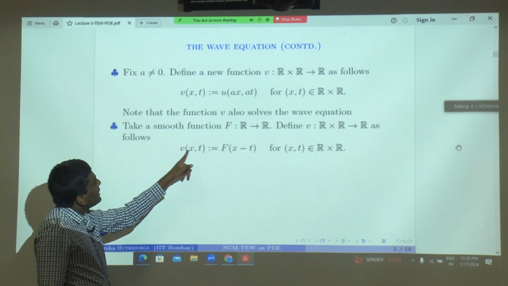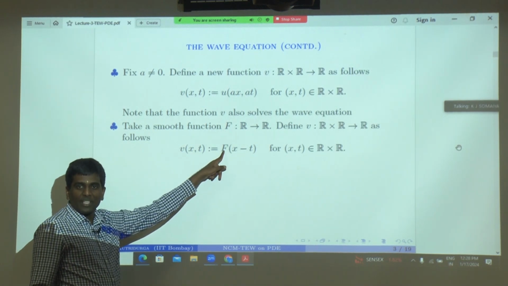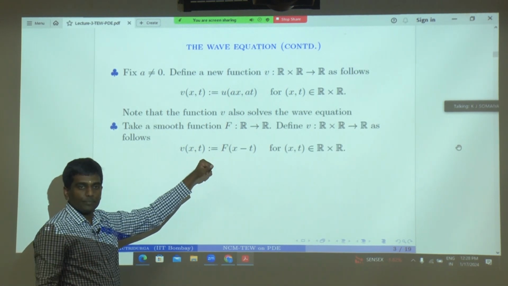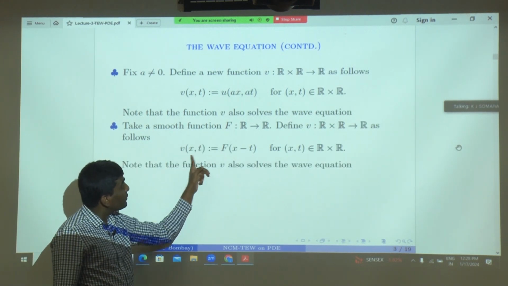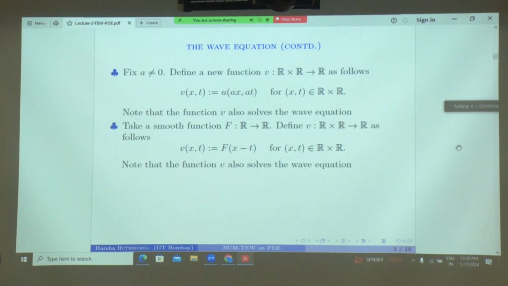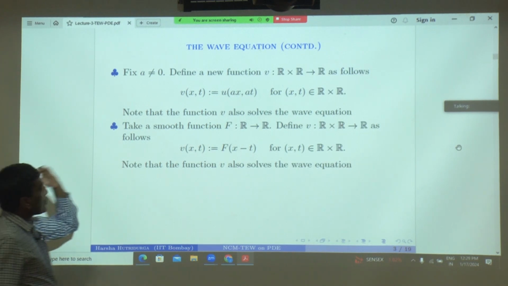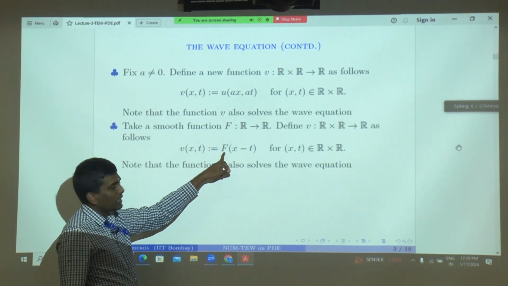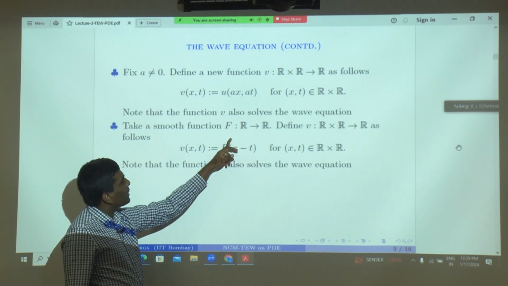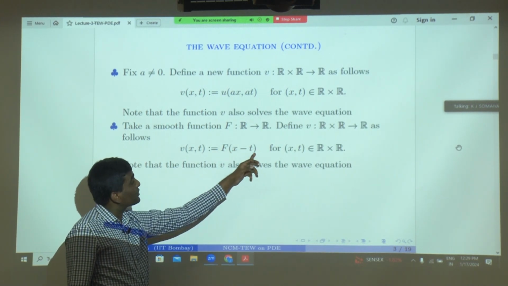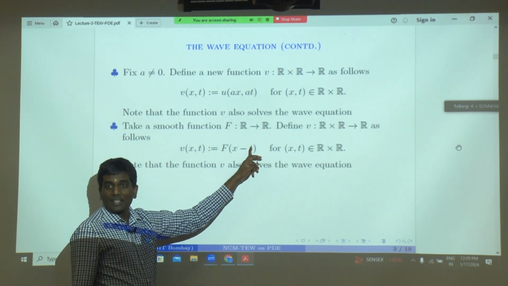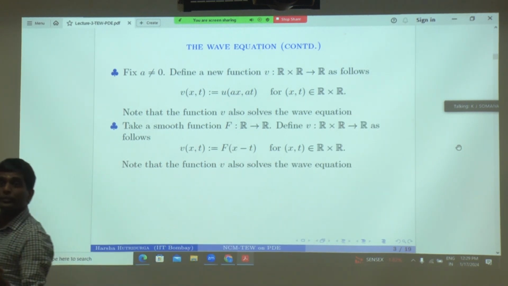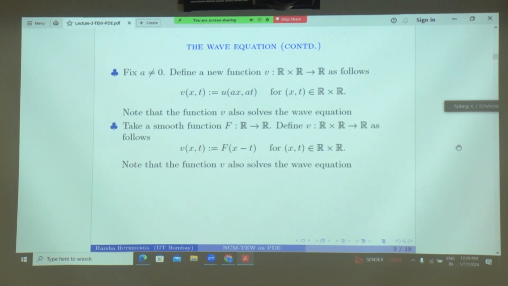So you can check that if f is a smooth function, by that we mean if you are allowed to differentiate it twice, you can show that v also solves the wave equation. For any smooth function f, v solves the wave equation. Okay? Because what is happening here is, once you differentiate f with respect to x, you keep getting f double prime evaluated at this. But when you differentiate this with respect to time, you get f double prime evaluated at this, but then you get that minus 1 times minus 1. Okay, so that is that. So v solves the wave equation.